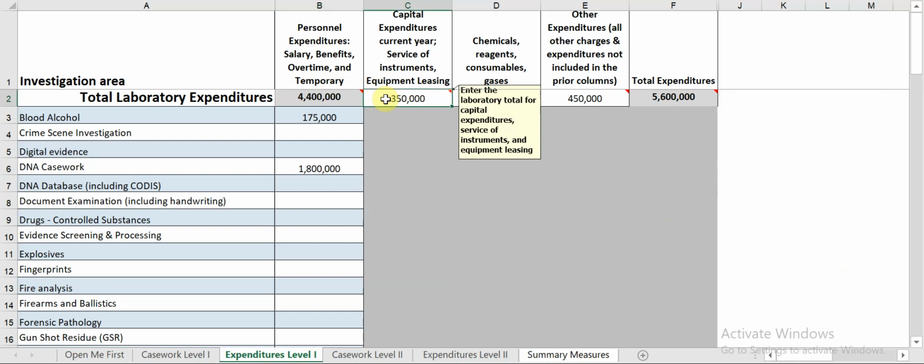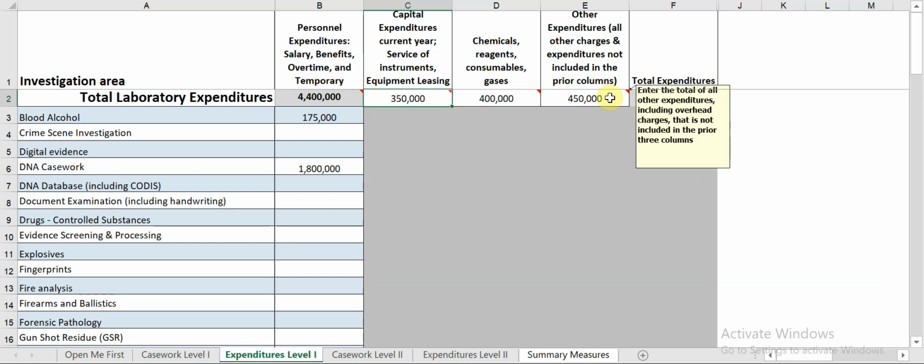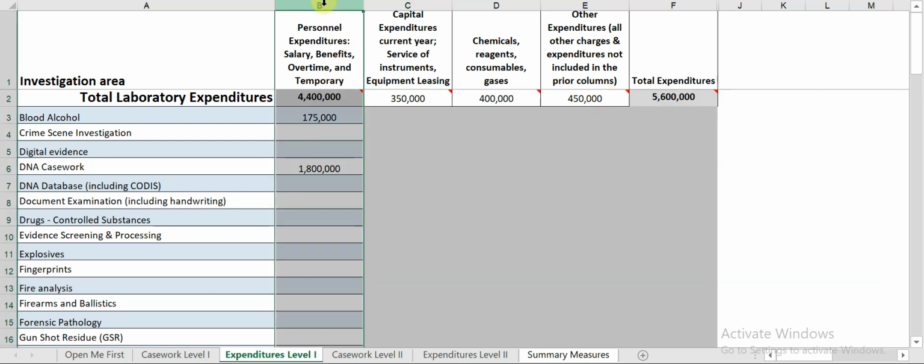And by capital, we're looking at the direct capital expenditures, service contracts on instruments, equipment leasing, and so on, chemicals, reagents, and consumables, and then other overhead expenditures, and then a detailed listing of the personnel expenditures in each of these investigation areas. What we showed is that with that information alone, you have enough information to begin getting data back. And we did this to be able to show people the minimum information that they needed to be able to participate in the project.